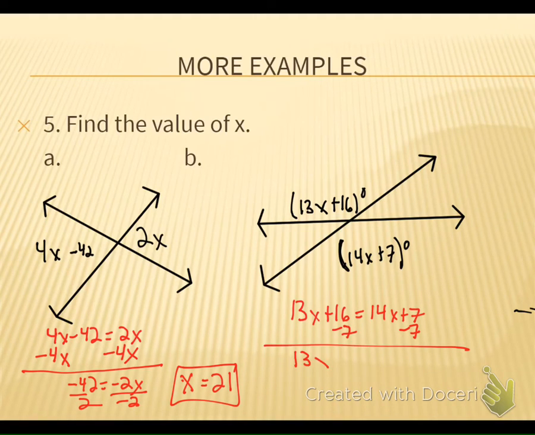So we see we have 13x plus 9 equals 14x. I've got to get those x's together. How do I do it? Yep, we're going to subtract that 13x. Nice job, guys. And then I'm left with 9 equals x.